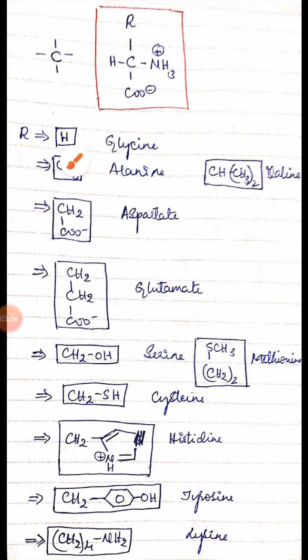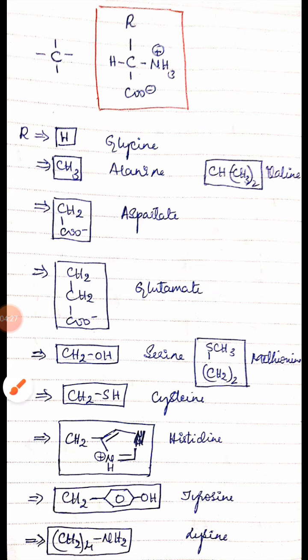If the R group is H, if R is replaced by H, then it is glycine. If it is replaced by CH3, then alanine. If it is CH3 twice, this is a branched amino acid, which is valine. If it is CH2 one time COO minus, it is aspartate. If it is CH2 twice COO minus, glutamate. Aspartate and glutamate are the acidic amino acids. So a single CH2 COO minus is aspartate, and CH2 two times COO minus is glutamate.